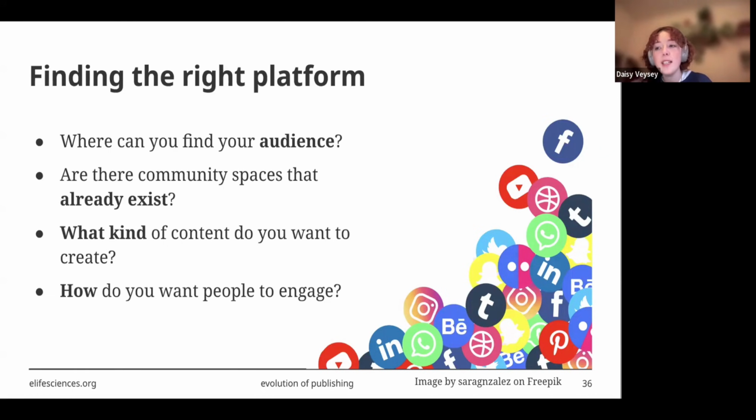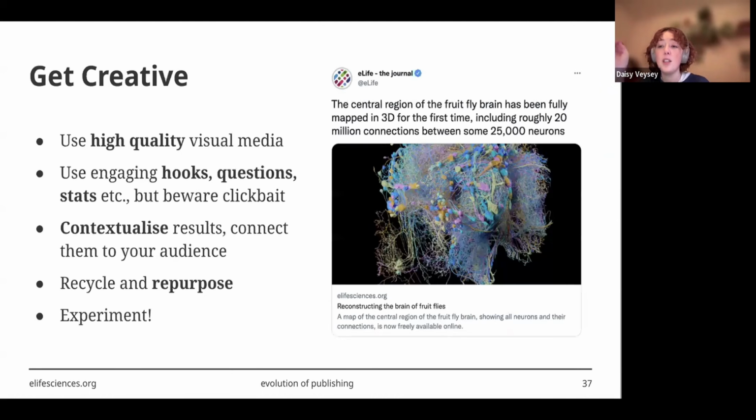Do you want to make video or text content? Do you want to engage in open dialogue? Places like Blue Sky and Twitter are really good for that. My biggest tip really is to experiment. And this goes for all science communication. As I said, a lot of social media can feel hit and miss, so just try new things and chase whatever works for you.